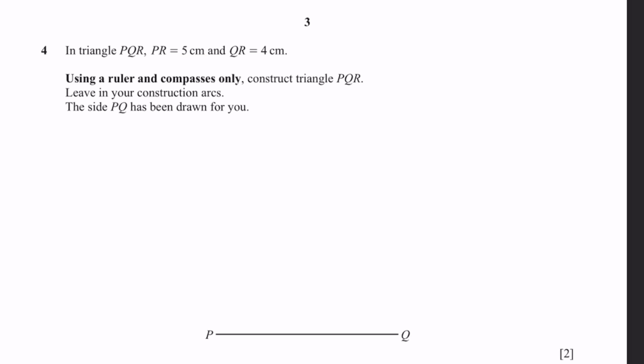We can place the compass needle at P and we can draw an arc 5 centimeters from P somewhere above the triangle like that. Now we can do the same thing from Q, but this time take 4 centimeters. So the compass length should be 4 centimeters using a ruler. Now we can place the compass needle at Q and draw an arc. It should intersect around here. And we can place that point as R.